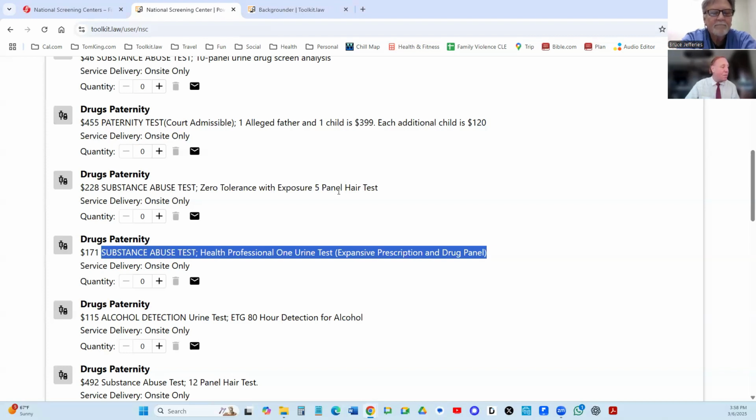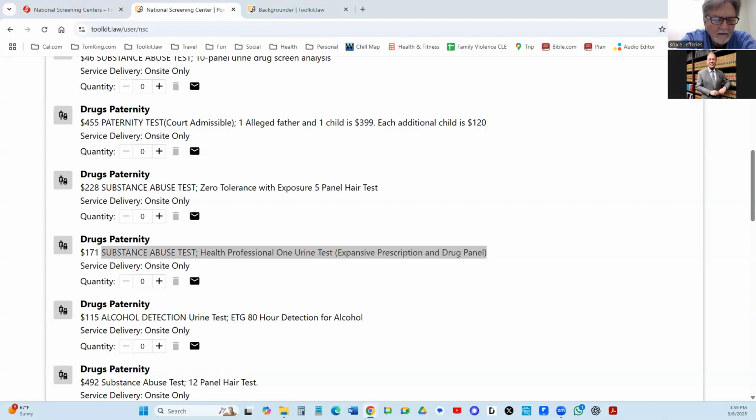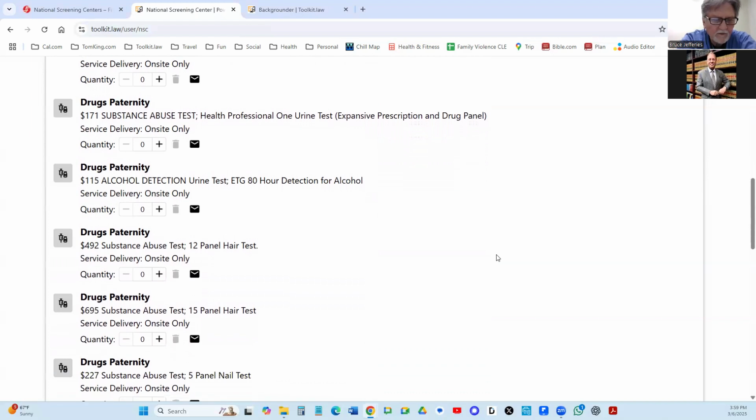Okay, let's look at this next test that you have. This is a substance abuse test, health professional one urine test, expansive prescription and drug panel. What does that mean? Well, this test was designed for doctors and nurses at hospitals that when they go into surgery, they carry a toolkit with them with a mass amount of drugs. And then when the operation or surgery is over, the toolkit is presented back outside to an inspector, and they go through the toolbox to see what's left and what's been recorded as given to the patient.